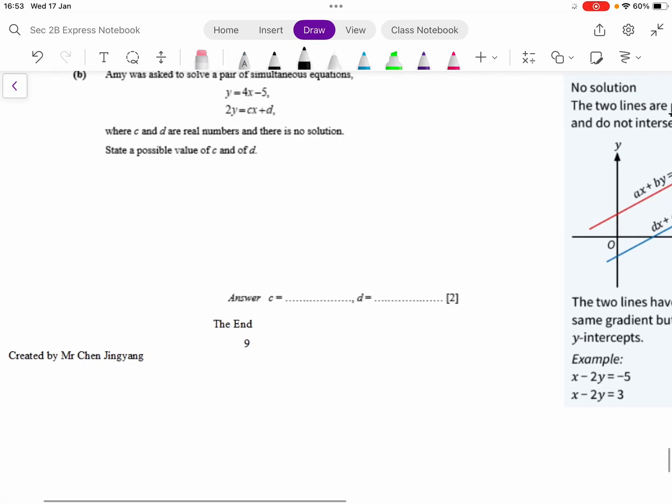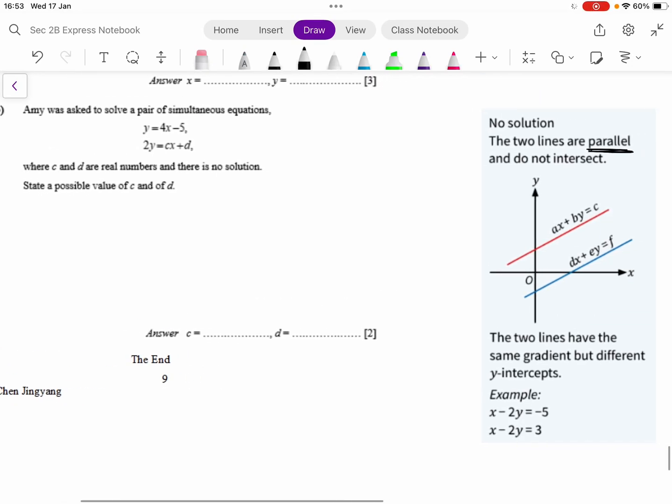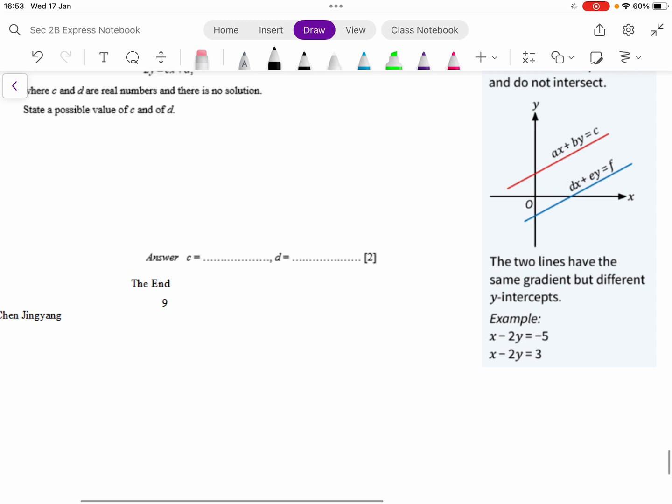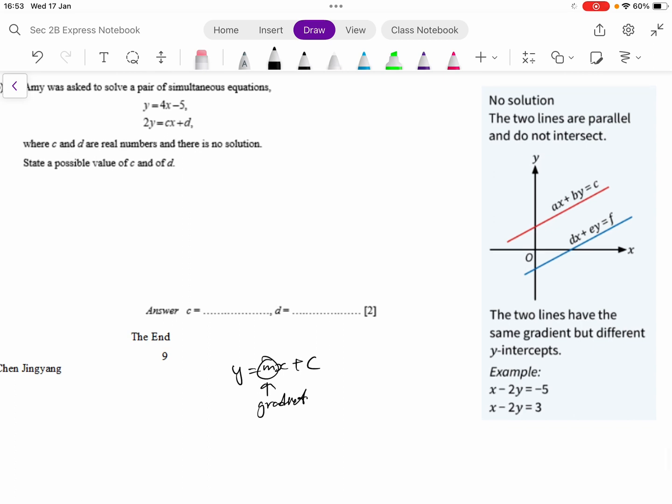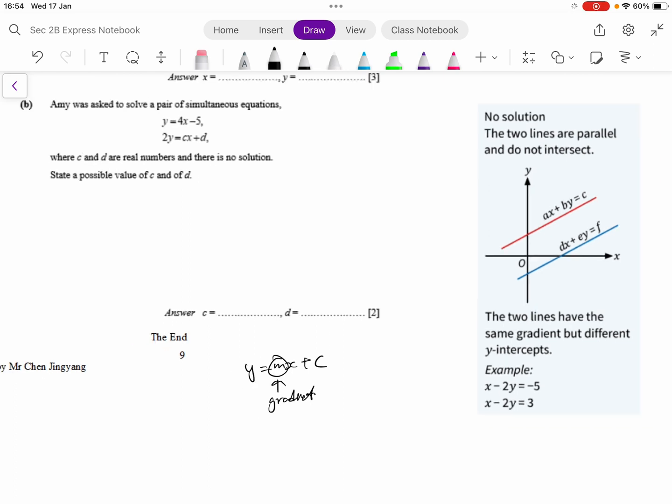Okay, so question 8b is a bit different because it requires knowledge of the properties of parallel lines. One thing you have to take note of is that when two lines are in the form y equals mx plus c, this m here is your gradient, and parallel lines have the same gradient. So parallel lines have the same gradient if they are parallel.